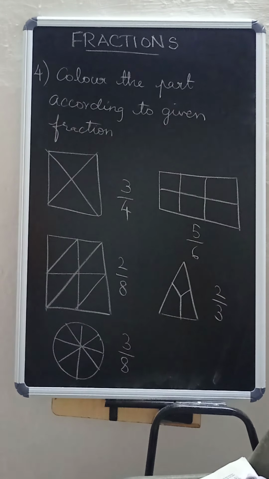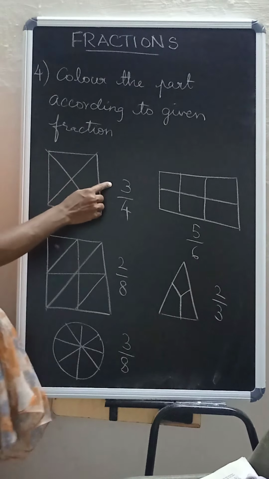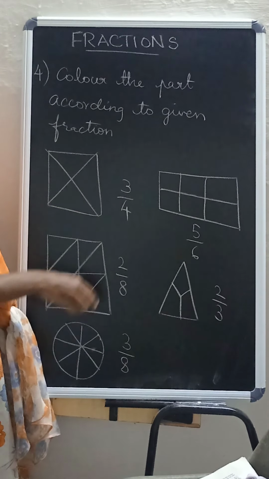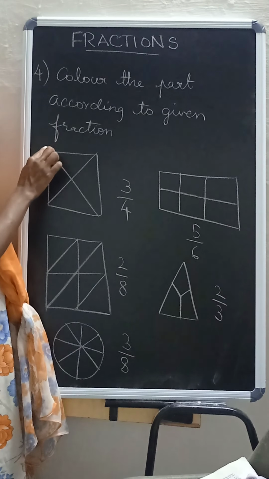Next, color the part according to given fractions. So I have given you 5 pictures here. You need to color it according to the fractions given at the side. Now do it fast. Now we will check the answers. 3 out of 4 parts. So here you have 4 parts. We are going to color 3. Any 3 you can color.